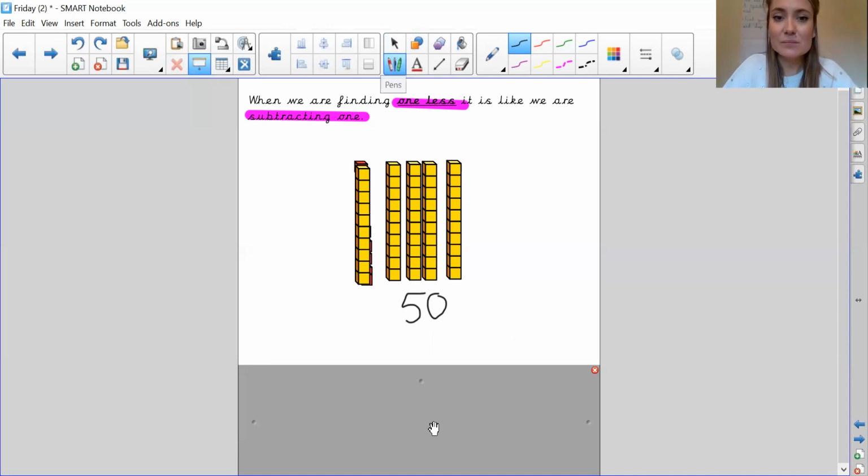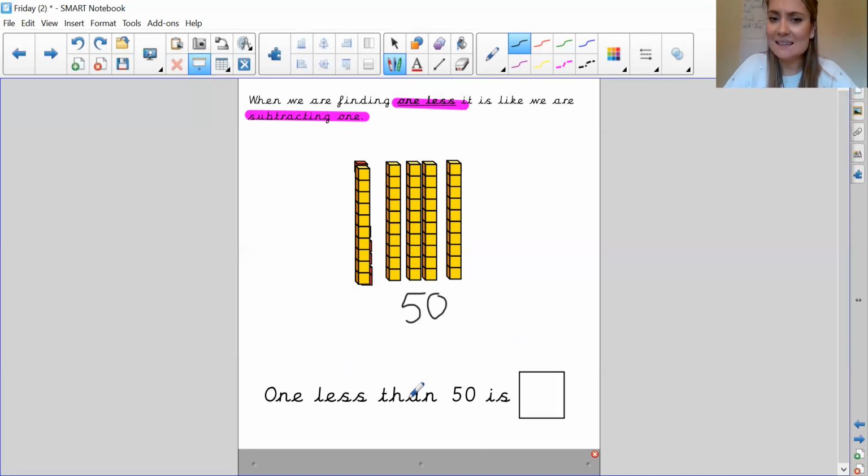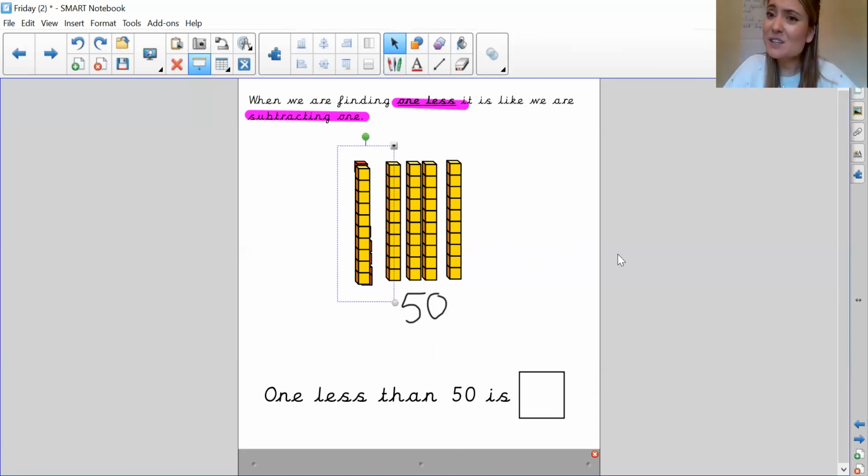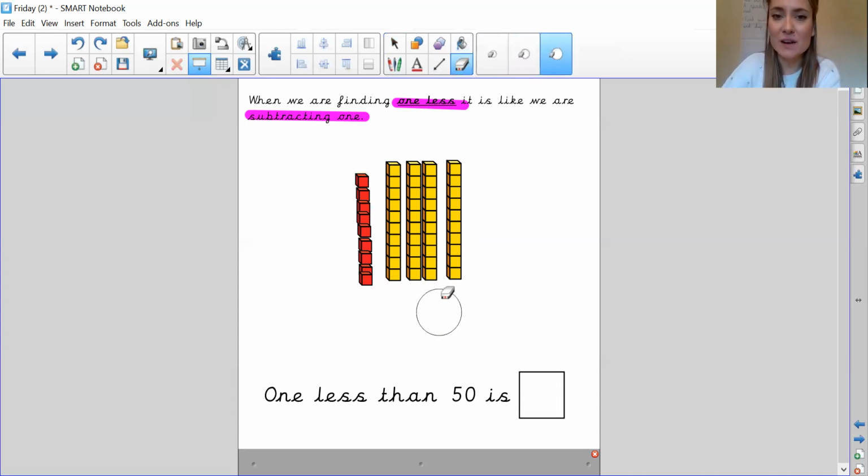Okay. So 1 less than 50 is, so what I could do is take away one of these cubes, okay? I'm going to show you. Do you remember that trick we said at the start? We said 1 10 is the same as 10 ones. Good, so if it's the same, I can swap it like that for 10 ones. And what I can do is take away one of them. Okay, let's see what number I have got now.